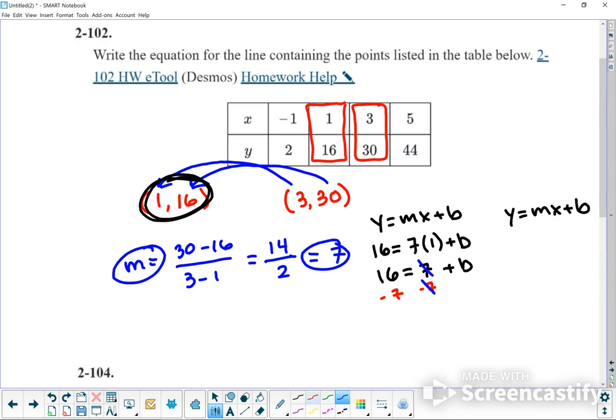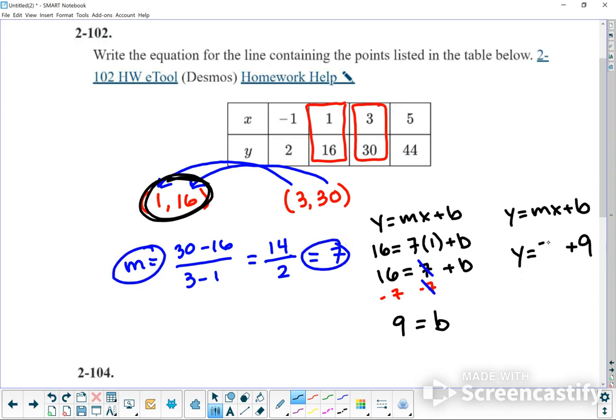Okay. 16 minus 7. What's that? 9. That's going to equal my b. Okay, that 9, I'm going to put it right here where the b is. So that's going to be plus 9. Okay, the rest of it, I'm going to go ahead and utilize my slope and just write down the x and y as is. So my equation, y equals the m right here. The slope is the 7. Okay, that's what m is.